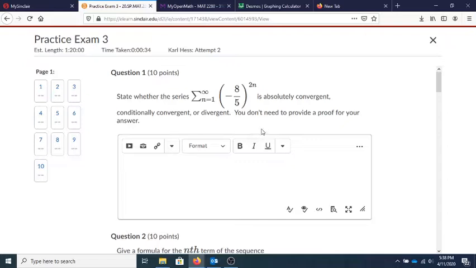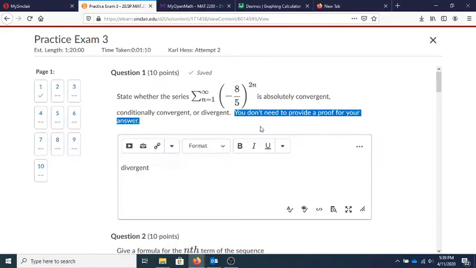Okay, you don't need to provide a proof for your answer. Alright, so this one's pretty easy. I can just click in the box and type my answer. This one is divergent. Now how do I know? Well, I can see that it's a geometric series, and my r value, now technically my r value isn't negative 8/5, it's actually (negative 8/5) squared, because that's what's being raised to a power of n. But (negative 8/5) squared is bigger than 1. It's 64/25. Okay, so this one's divergent.